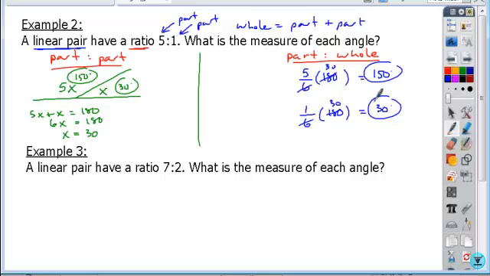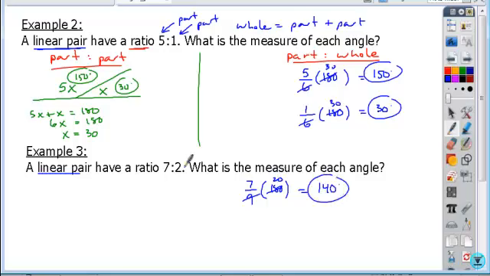All right, let's take a look at this. Again, I would encourage you, if you can do part to whole, to look at it that way. If you have 7 parts and 2 parts, how many total parts do you have? 9. So the larger one is 7/9 of the whole thing. The whole thing is a linear pair, so it's 180. 9 goes into 180 20 times. 20 times 7 is 140.